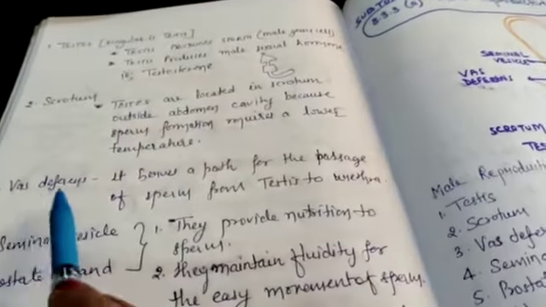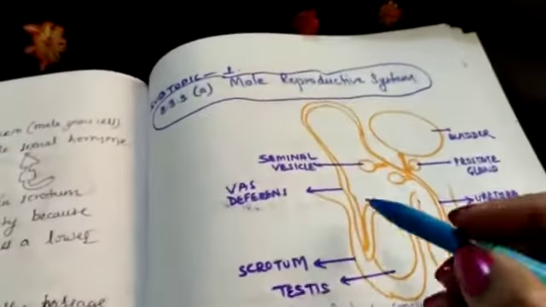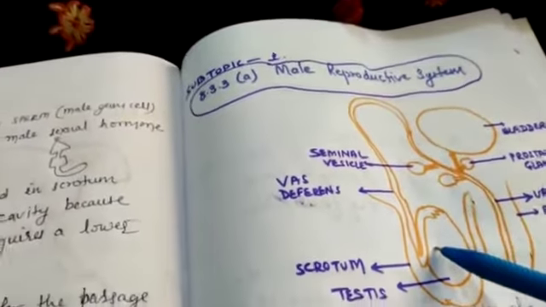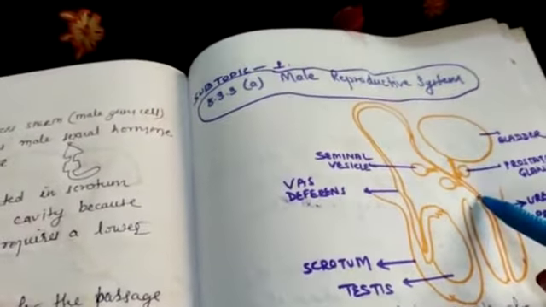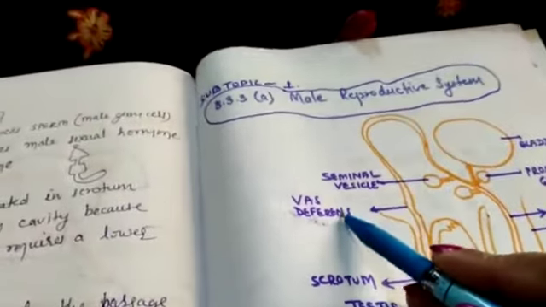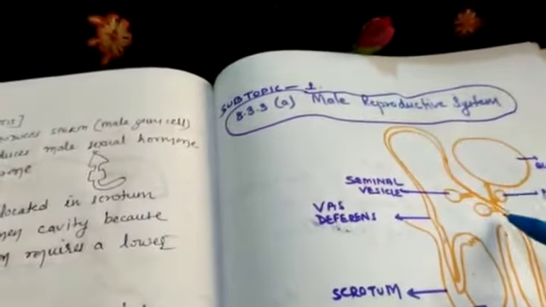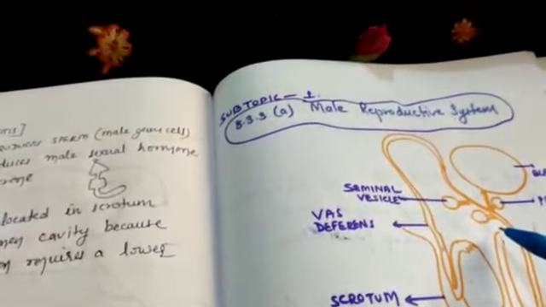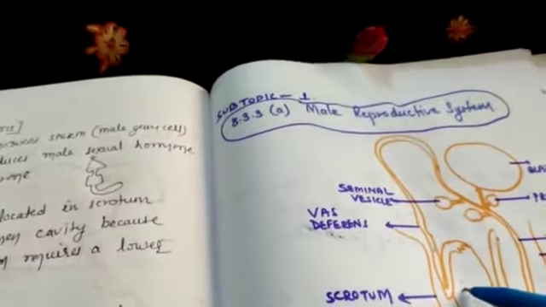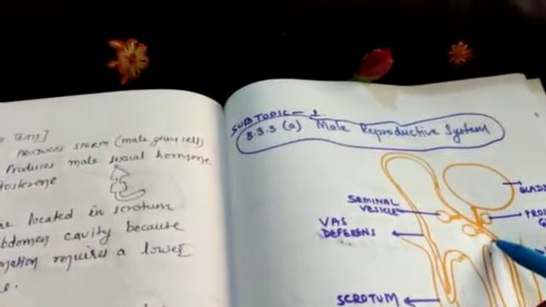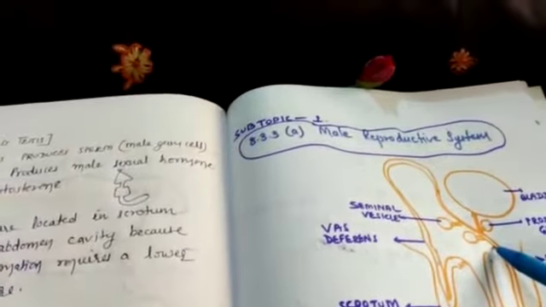Understood? Next is vas deferens. As you're observing here, vas deferens is a pipe-like structure. It is the connection between the testes and the urethra. So the function of vas deferens is only to allow sperm to pass, or it serves as a passage for the movement of sperm from the testes to the urethra. Understood? It is only serving as a passage, right?